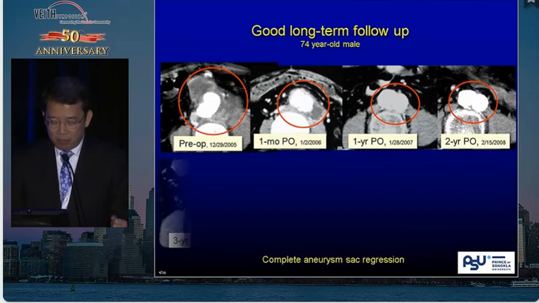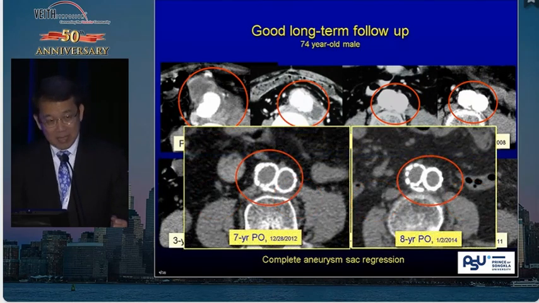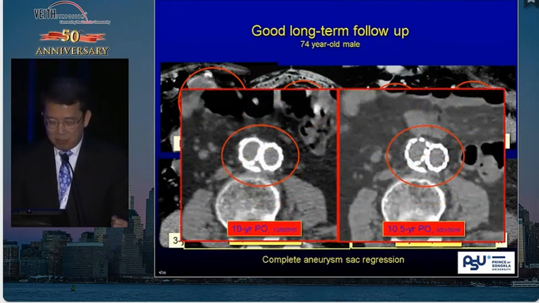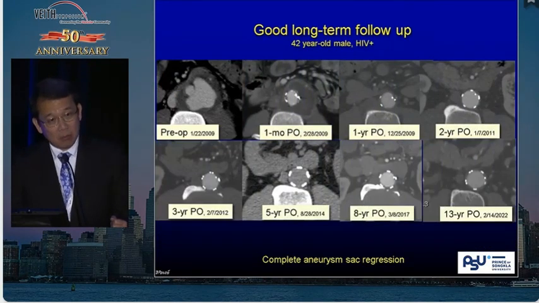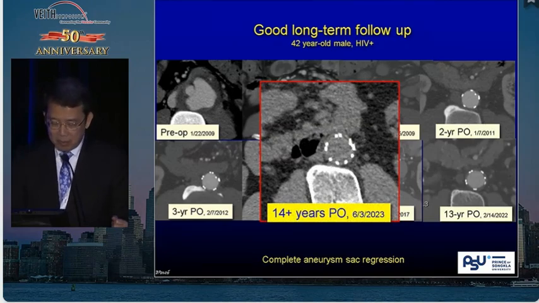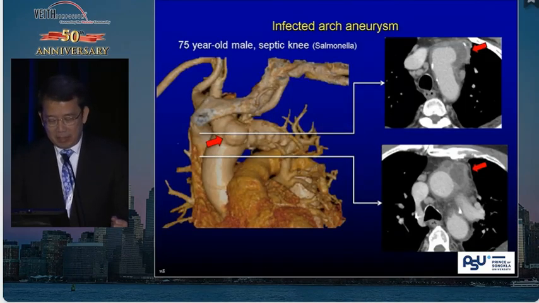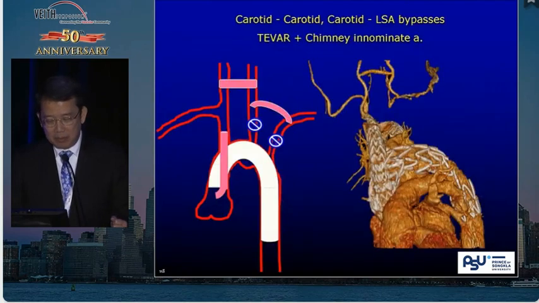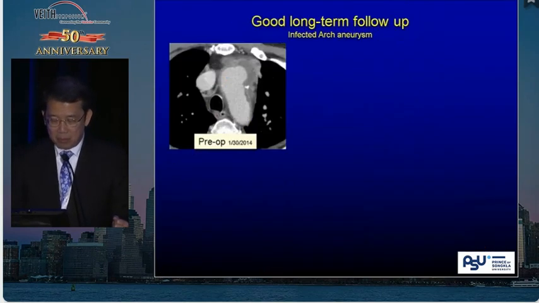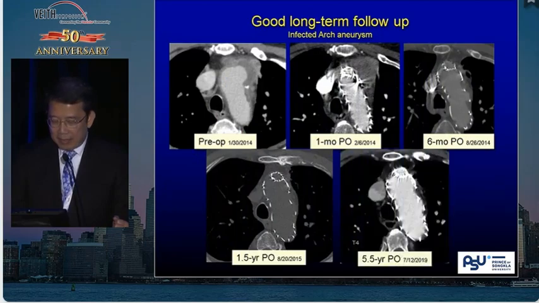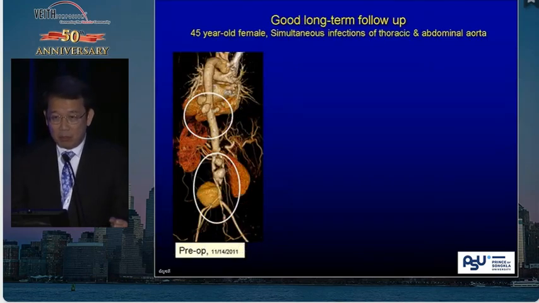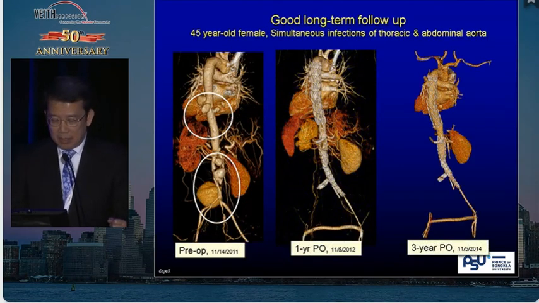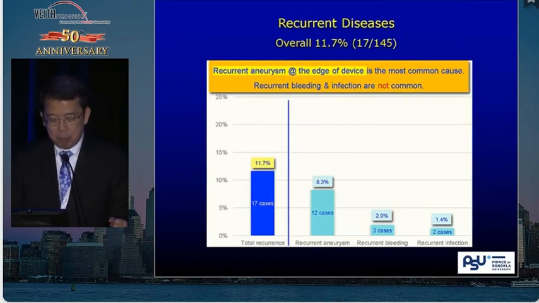This is one of our early cases treated with good results. The sac regressed quite quickly, and this patient survived for almost 11 years and died from stroke. Another patient had quite a good result also, still doing very well currently. This infected arch aneurysm, we treated with a hybrid procedure, with good results. The aneurysm shrunk, and he survived almost 9 years. He died from heart problems. Multiple level infection also can have good outcomes, as shown here in this patient.